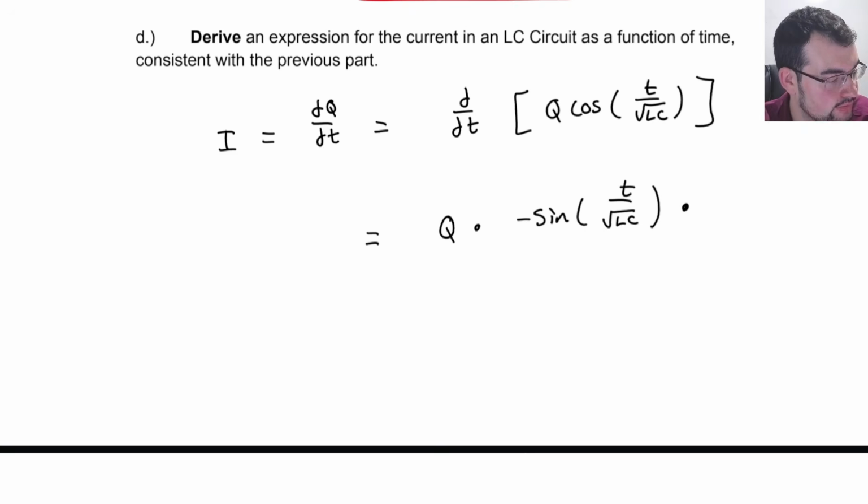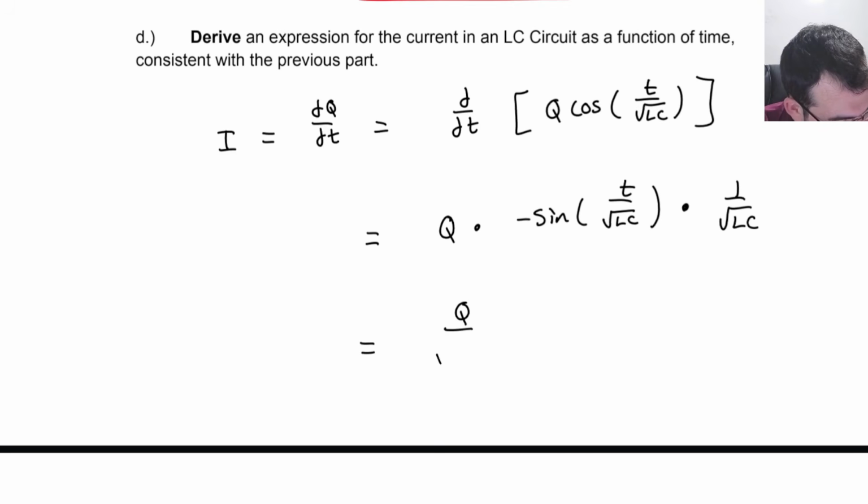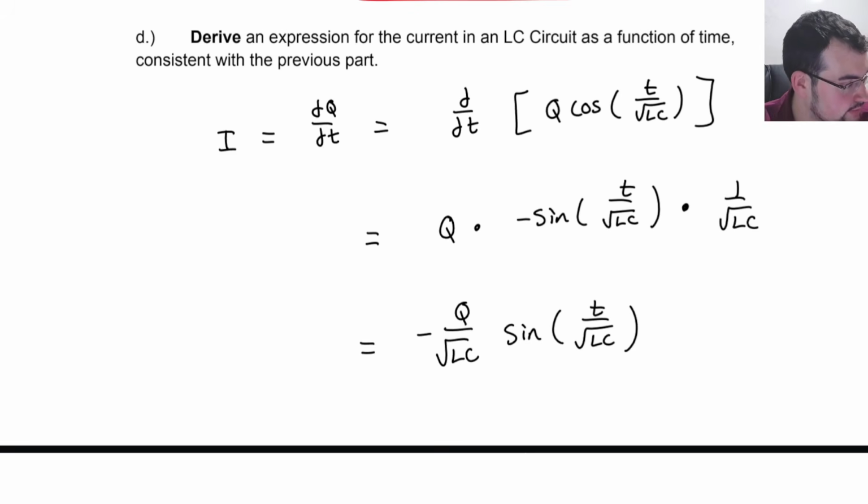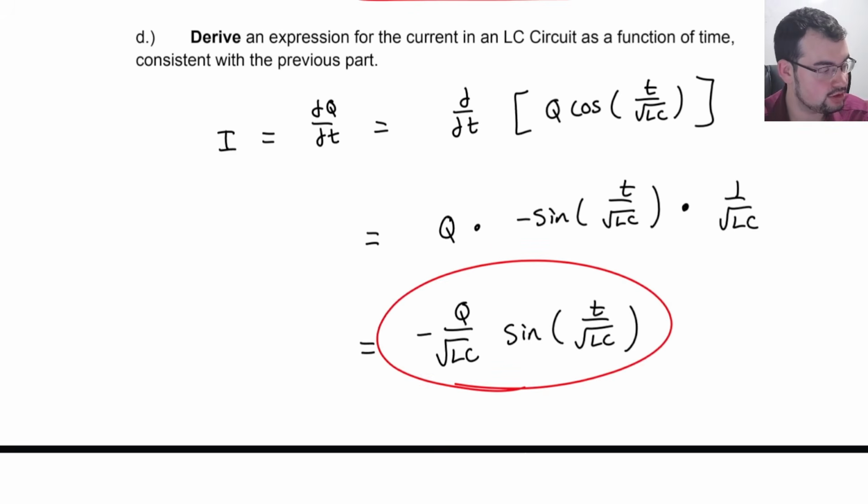And then we've got to use the chain rule, right? So the constant is 1 over square root LC, so I've got to multiply by that. So we'd get Q over square root LC times negative sine of t over square root LC. And you can also check by energy conservation that I max and Q max should be related like this.